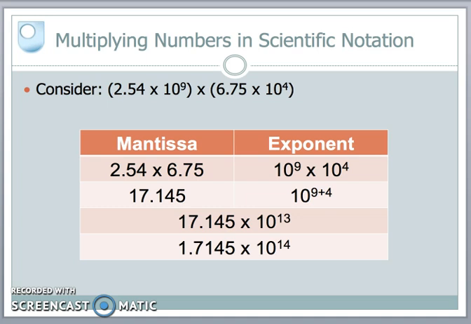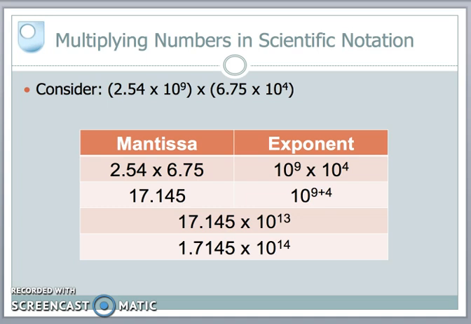And to illustrate this, let's have a look at multiplying two numbers together. Here's my first number, 2.54 times 10 to the power of 9, and I'm going to multiply that by my second number, 6.75 times 10 to the power of 4. Now, in multiplying or dividing numbers in scientific notation, we just simply split the number into its two components. So we'll split off the two mantissas and we'll split off the two exponents.